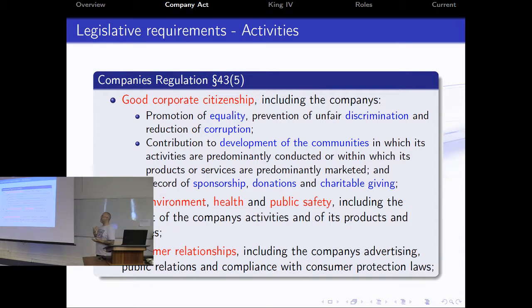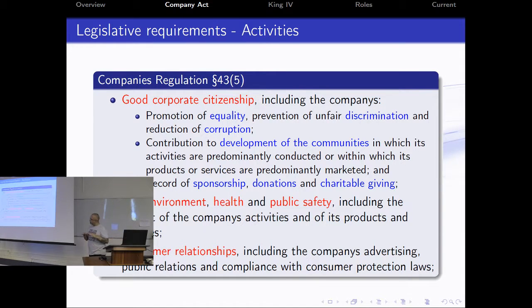If we go back, what we also want is something that would create good corporate citizenship, to ensure that we have equality, that we prevent unfair discrimination and corruption, as I've mentioned before. Furthermore, we need to develop the communities in which we operate, in various means, and possibly keep track of sponsorship, donations, charitable giving, and that kind of thing.